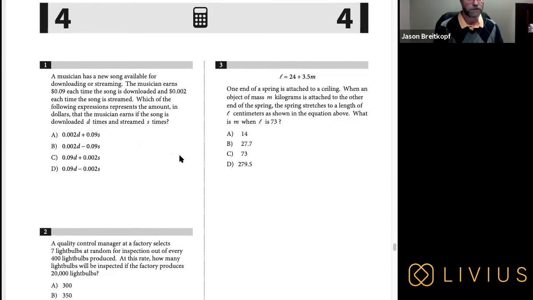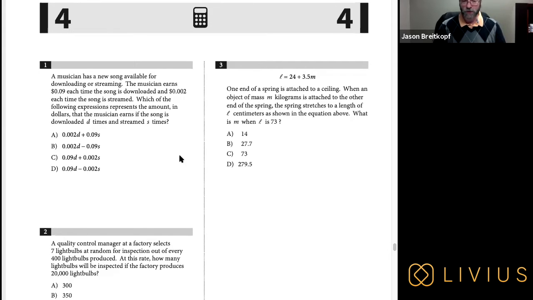I'm going to read it out loud to you. A musician has a new song available for downloading or streaming. The musician earns 9 cents each time the song is downloaded and 0.2 cents each time the song is streamed. Which of the following expressions represents the amount in dollars that this musician earns if the song is downloaded D times and streamed S times?